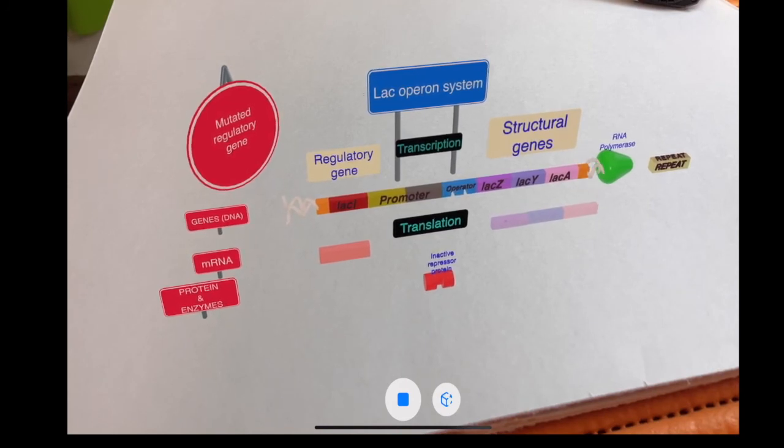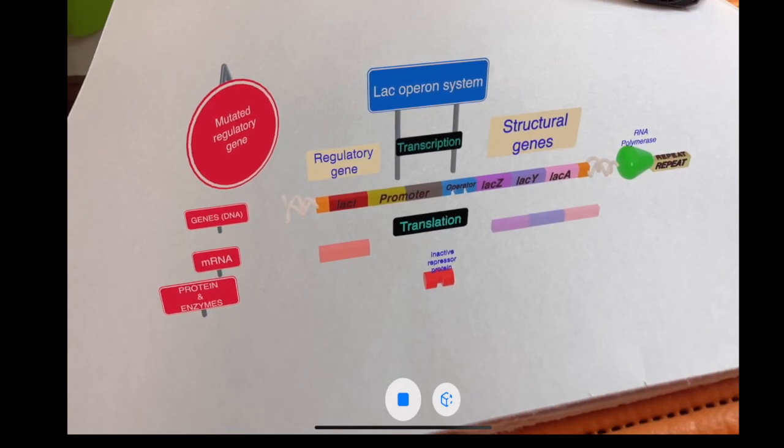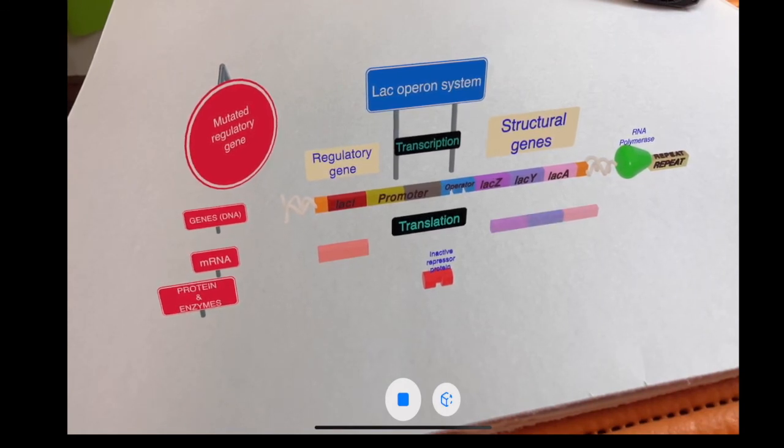This process occurs continuously without being affected by the absence or presence of lactose.